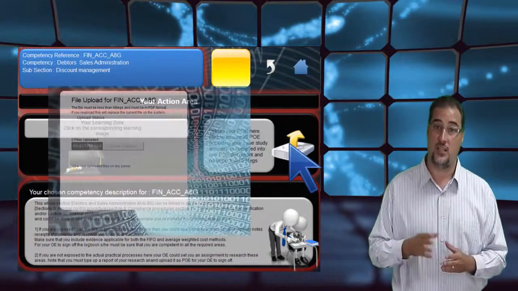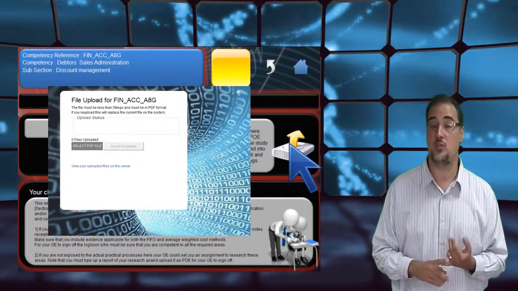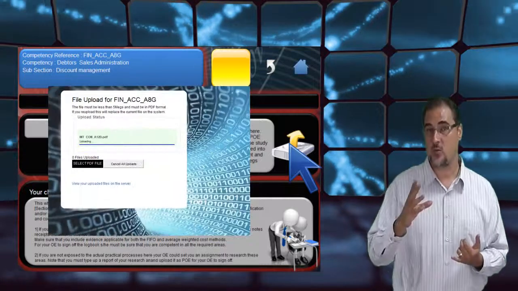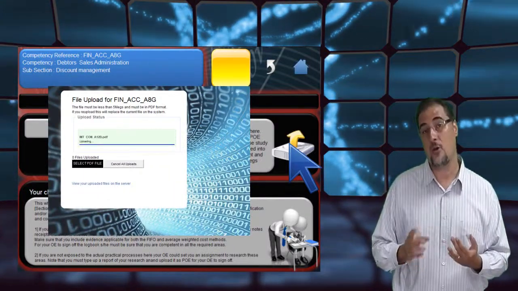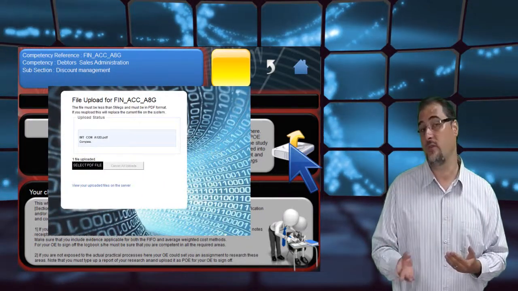Below that, you will notice the little upload button. This is where you upload your POE. In other words, if you've done all the work and you think that you have finished all the requirements for the competency, go ahead and upload your proof of evidence. This will of course in turn turn the icon blue and notify your overall evaluator that you have now uploaded your work, and hopefully he will then flag it off as completed.